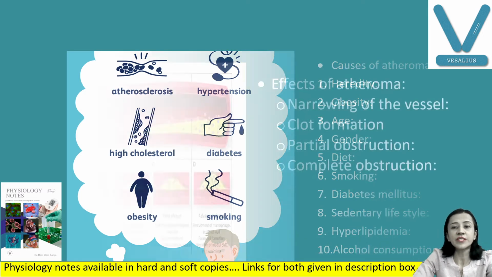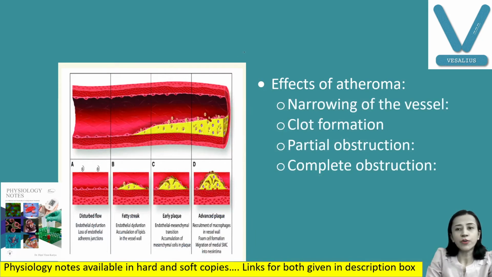Now, what are the effects of atheroma? That is narrowing of the vessel because of the atheroma, clot formation, partial obstruction that results in ischemia or angina pectoris, and complete obstruction that results in myocardial infarction.